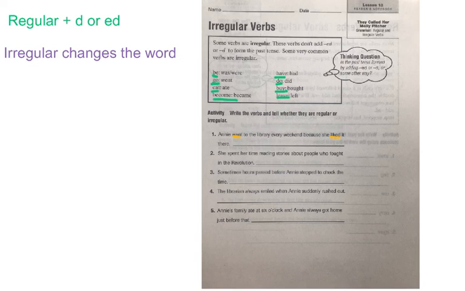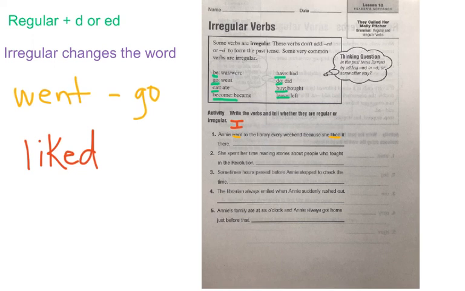And so went is past tense for the word go. And so went is an irregular verb. So because it's an irregular verb, I'm just going to go ahead and write an I above it for irregular. The second one is the word liked, L-I-K-E-D. And the present tense verb here is the word like, L-I-K-E. And you can see that all we did was add a D to the end, so that is a regular verb. So above the word liked, we're going to put an R for regular.